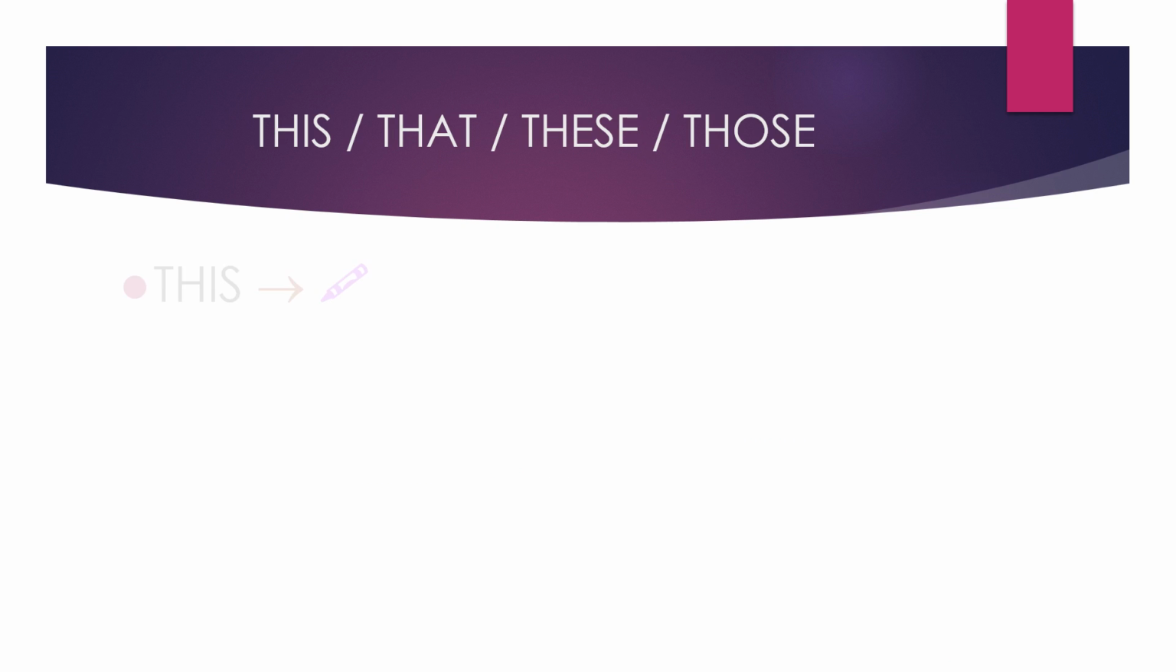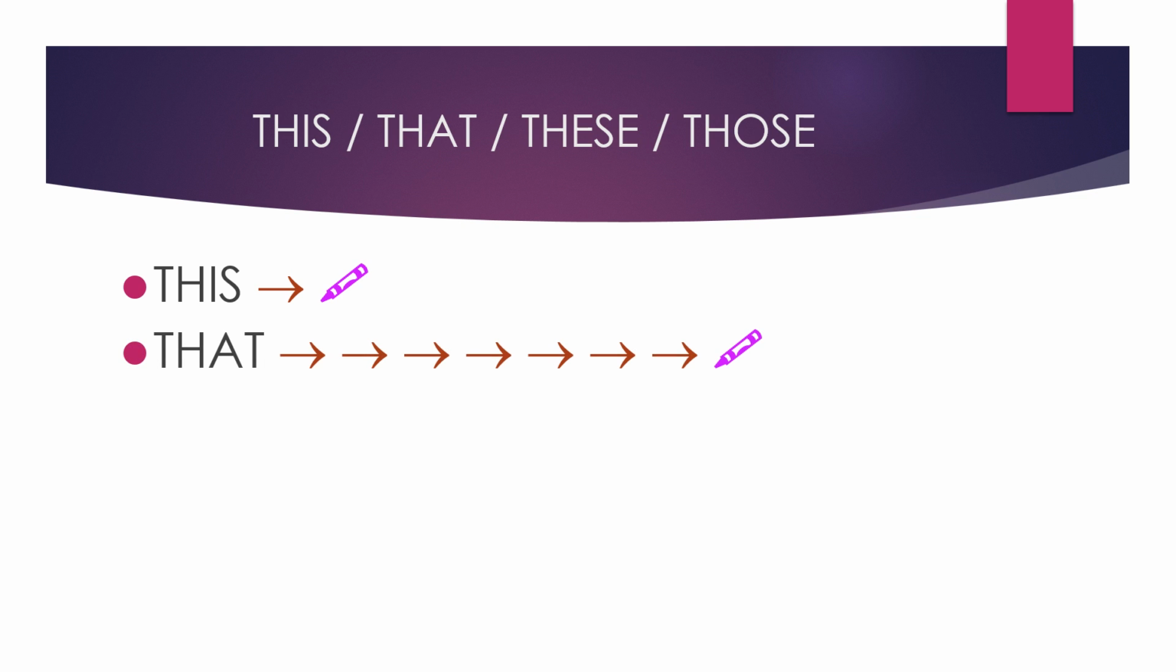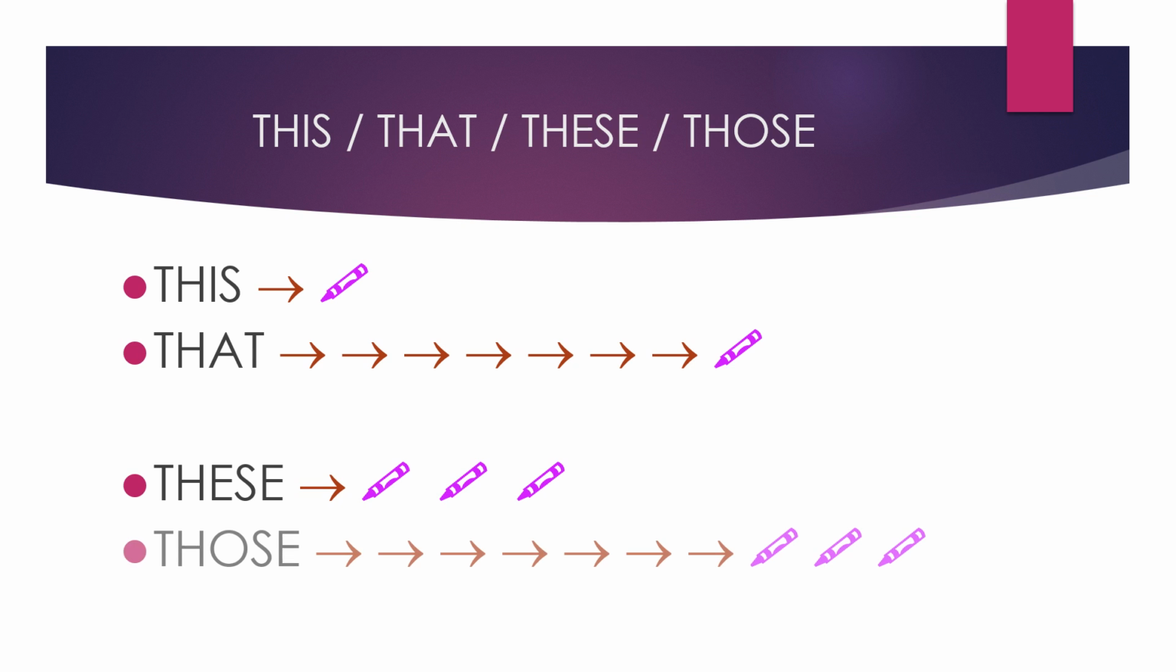Just remember that this is used for singular nouns when they are in your hand. That is used with singular nouns when they are not in the reach of your hand. They are away from you. These is for plural nouns when they are in your hand. And those is for plural nouns when they are not in your hand. They are a distance apart from you.